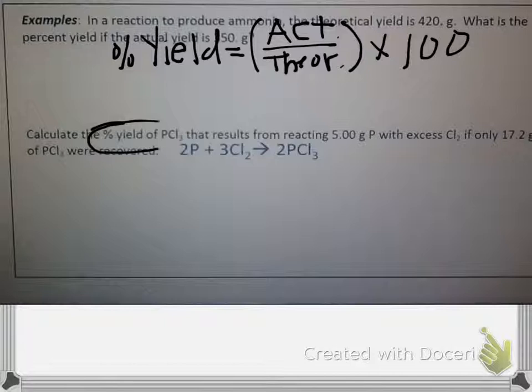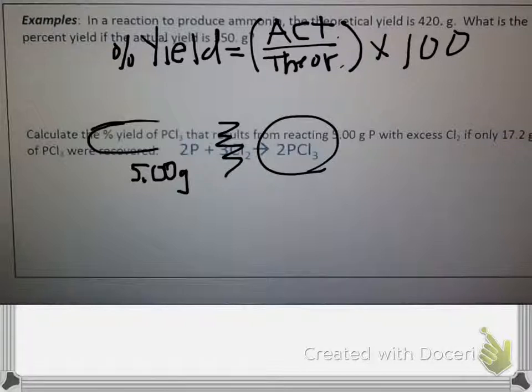It says calculate the percent yield of PCl3, my product here. The results from reacting 5.00 grams of phosphorus with excess chlorine. Remember, when it says excess, that means don't worry about it. It's the excess reagent. If only 17.2 grams of the phosphorus trichloride were recovered. What does that mean? That's my actual yield. In the lab, somebody ran this and they only recovered 17.2 grams. That's my actual yield.